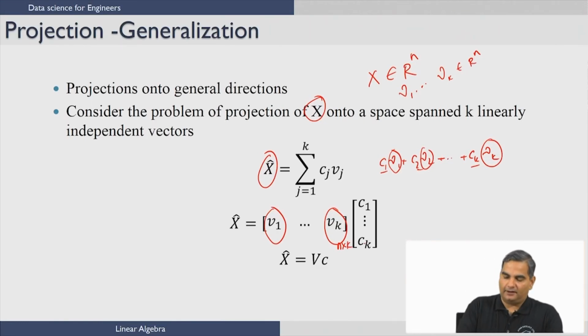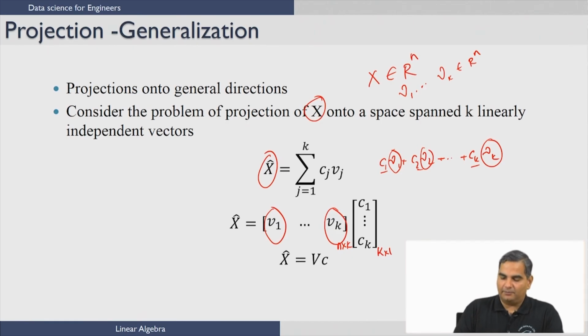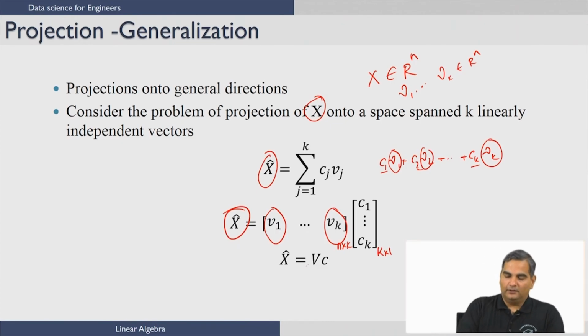And since there are k constants which I have put in a vector, this would be a vector of dimension k by 1, and you can notice that this n by k times k by 1 will give you an n by 1 vector, which is what is x hat. Nonetheless, this n by 1 vector is in a space spanned by these k linearly independent vectors. Now, this is an important thing to notice.